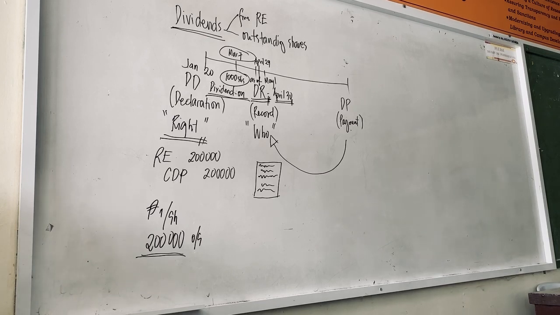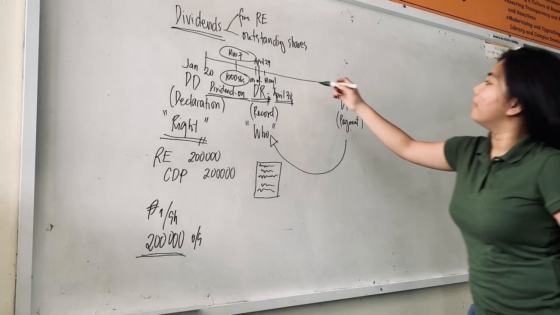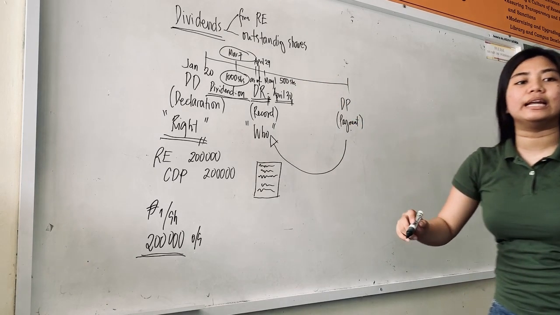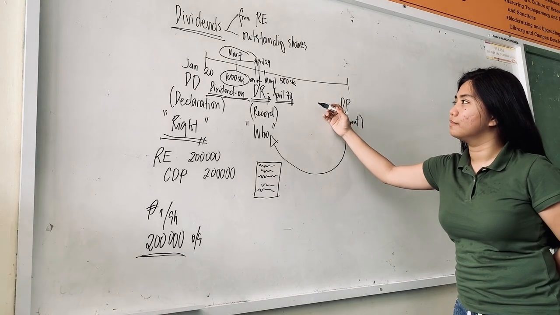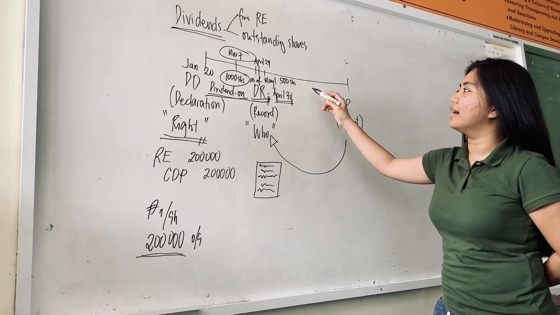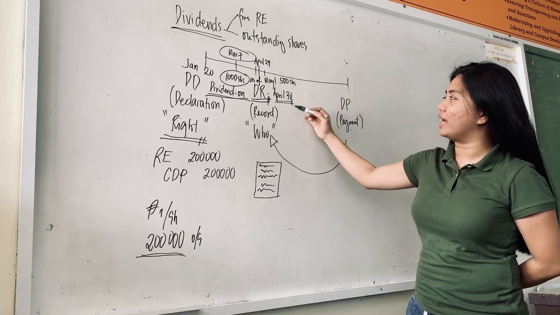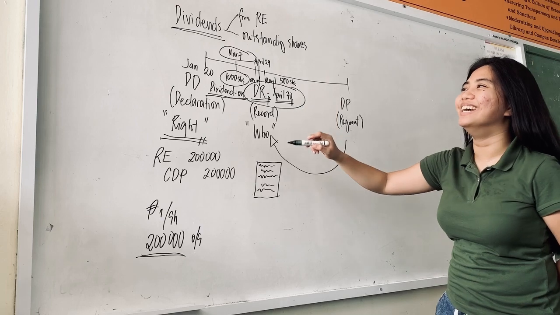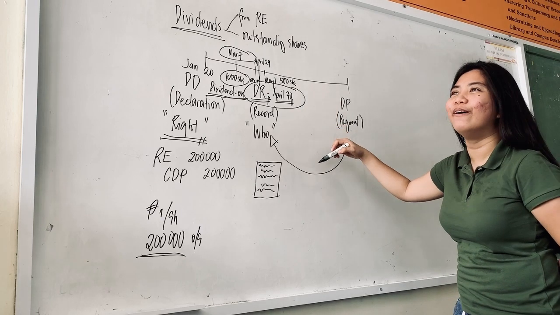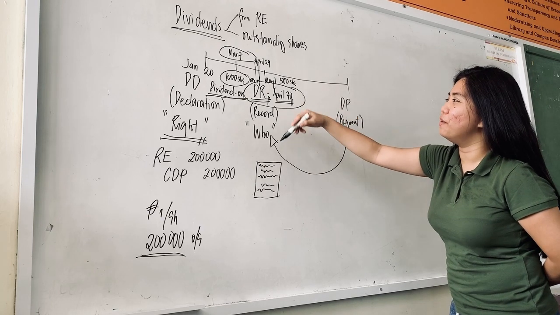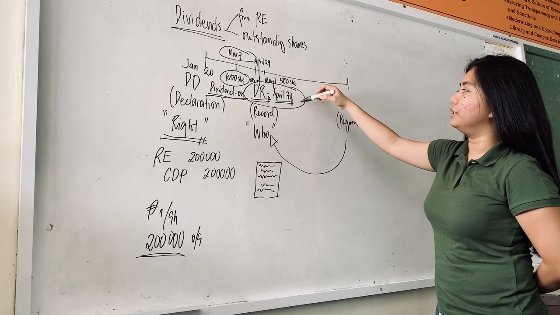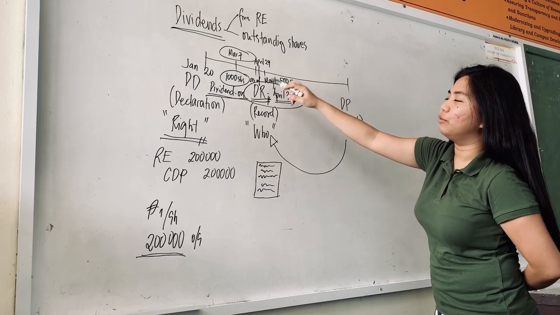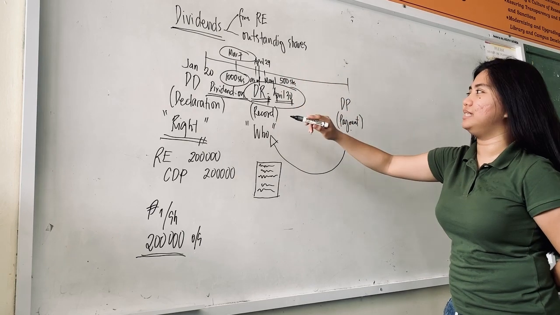Halimbawa, nung May 1, nakabili ka ng 500 shares. Pwede ka bang makahingi ng dividend? Hindi na. Kasi nakalista na yung bibigyan ng dividend as of April 30. Okay? So, April 30, tapos na ang listahan. Kung May 1 bumili ka, o kahit one day after lang yan, hindi ka na maisisingit.